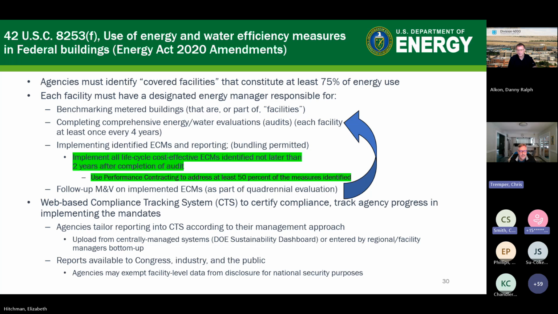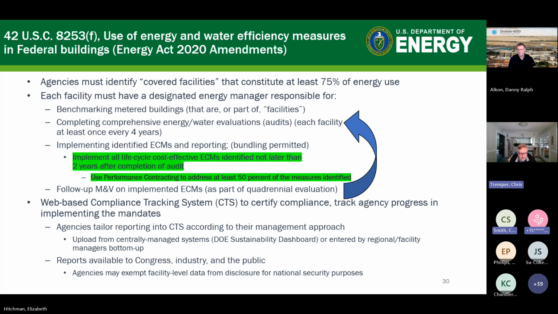All of that data gets entered into the dashboard and then subsequently is to be imported into CTS, where the compliance is tracked. And that data is also available to the public. We have a public website where folks can see how each agency is doing in terms of its evaluations and implementing projects, et cetera.